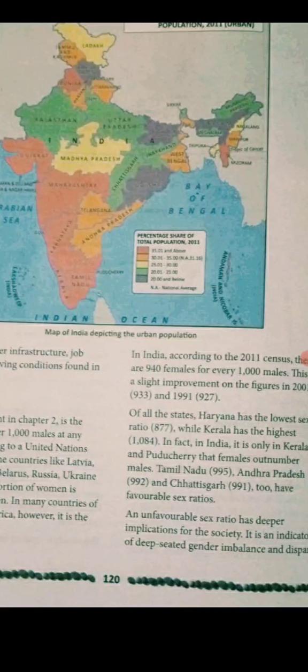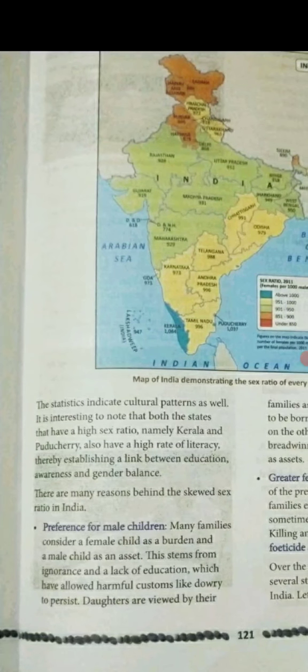It means the women are not treated as equal to men. That's why this gender imbalance and inequality persist in the society, and this is the result of why the number of females is less in the society. So these things can be estimated. Now the statistics indicate cultural patterns as well. As I told you, they not only indicate the number, they indicate the cultural patterns as well.